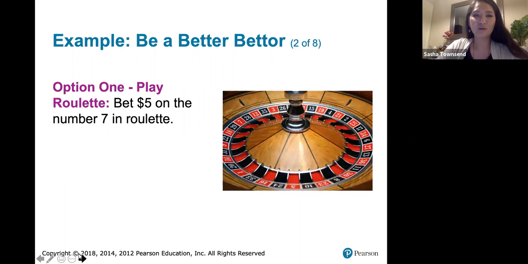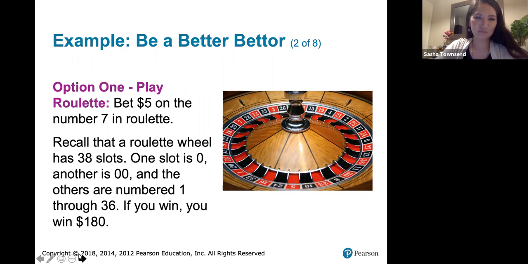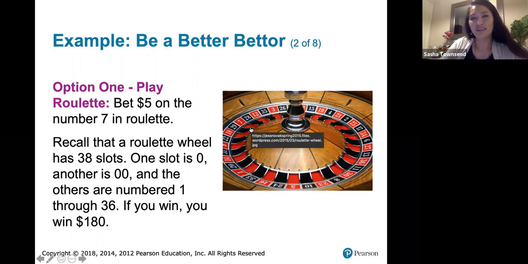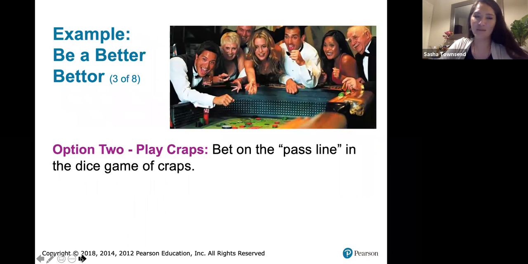So let's review a little bit the rules of the game. I actually didn't know the rules of roulette until I started teaching this class. Here are the rules. The roulette wheel actually has 38 slots. One slot is the 0 slot, another slot is also a 0 slot, and the rest are numbered 1 through 36. If the little ball lands on the 7 slot right here, then you're going to win $180. If the ball ends up anywhere else, you lose your $5 bet. So that's one game, one option.